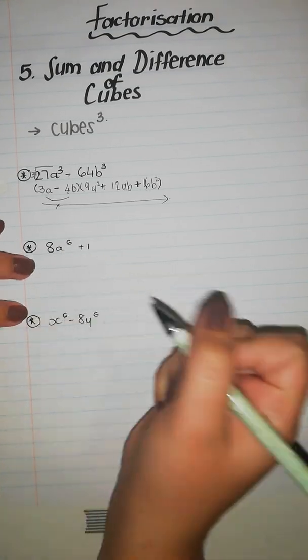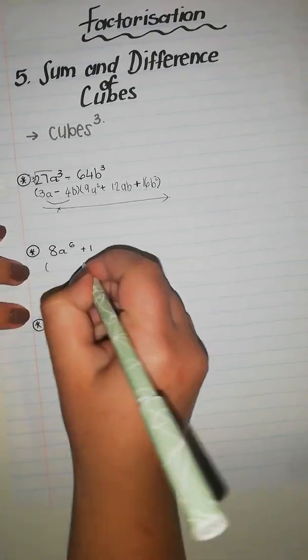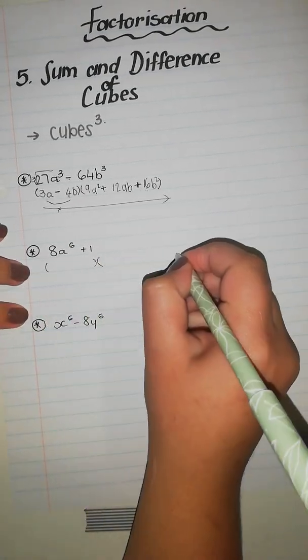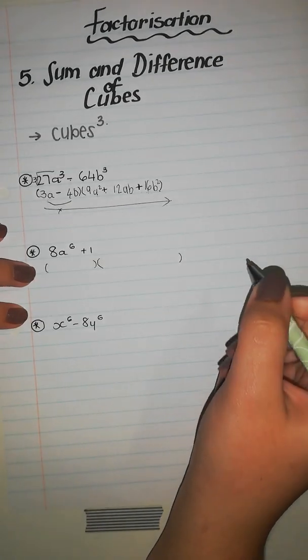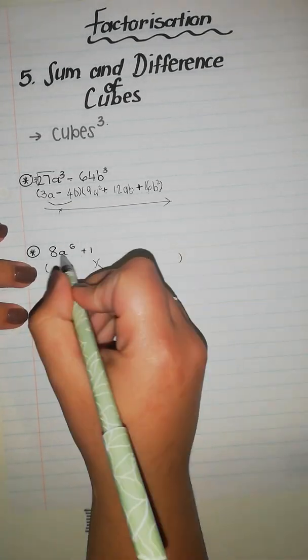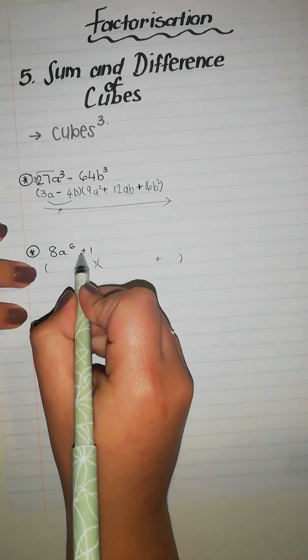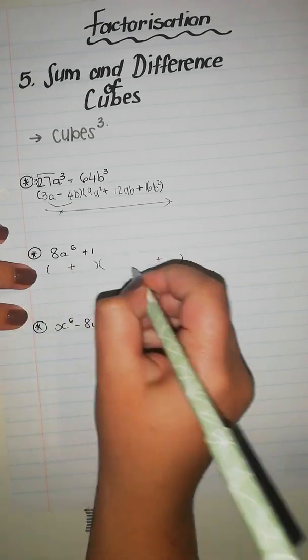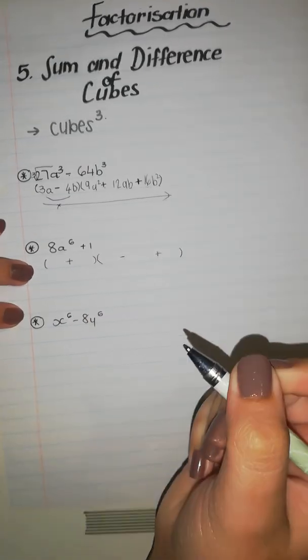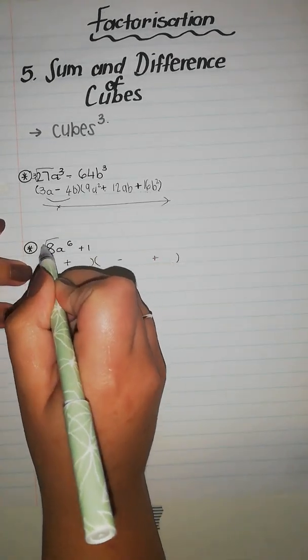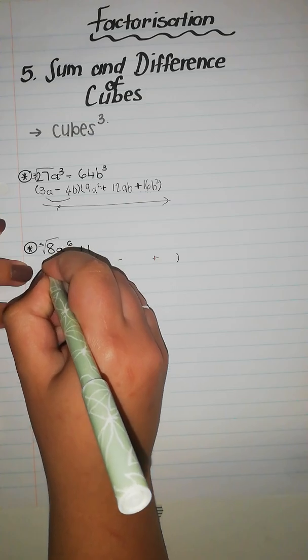Now, for my second one, I'm going to do the same. I'm going to have a small bracket and I'm going to have a big bracket. Now the same thing applies. My last one would always be positive. I'm bringing this sign down and I change it. Now, again, I'm going to cube. It's going to be 2.